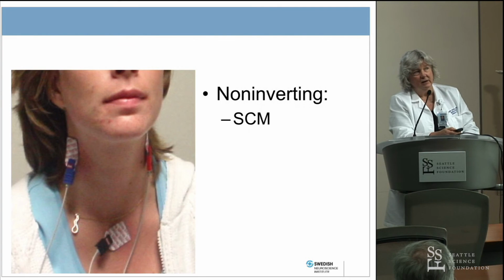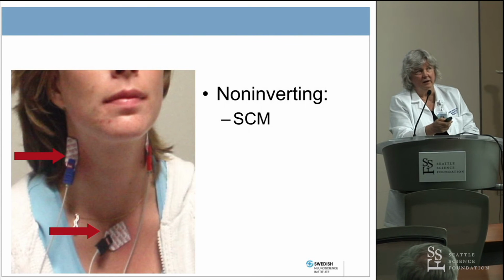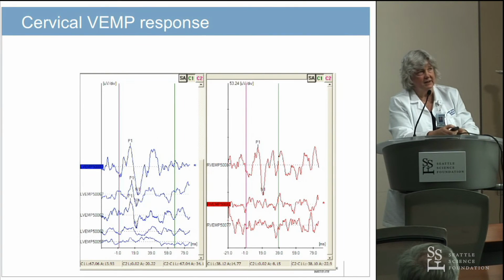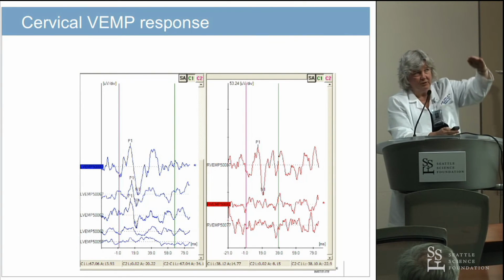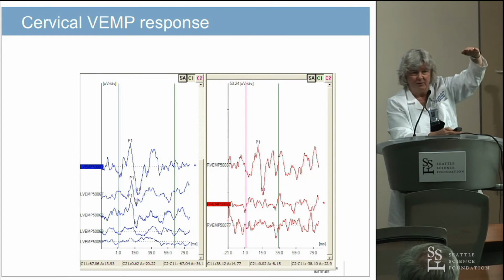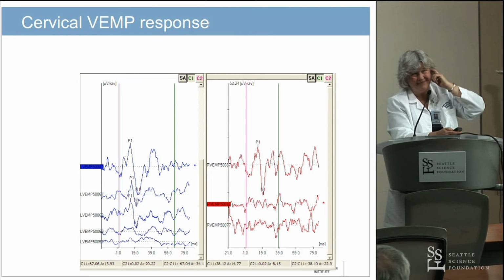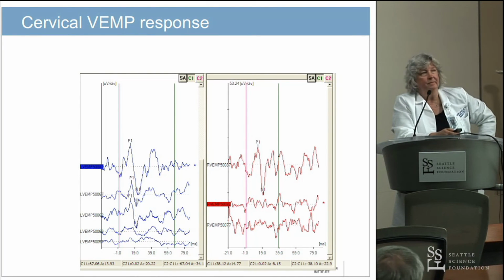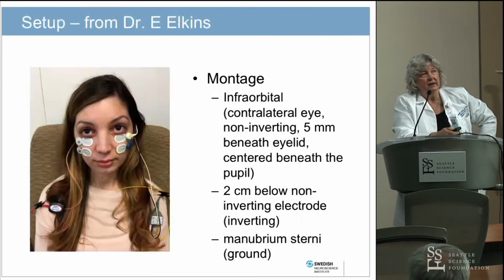Here is the montage we used in Cleveland, where we're recording from the SCM. Then we've got control electrodes here that we're comparing to. And you get a VEMP tracing. You have to run thresholds. You start at 65, you go up and down. You see if there are abnormal thresholds. This whole thing takes 45 minutes to do a good job on. So there's a lot to it. I won't go over this.